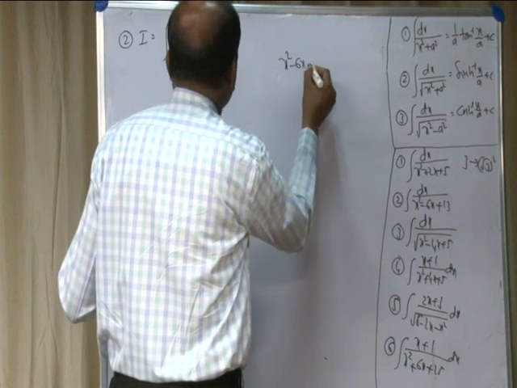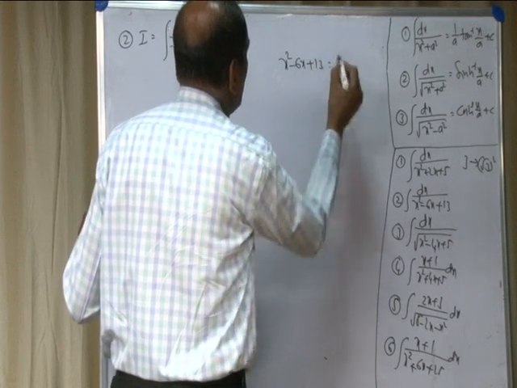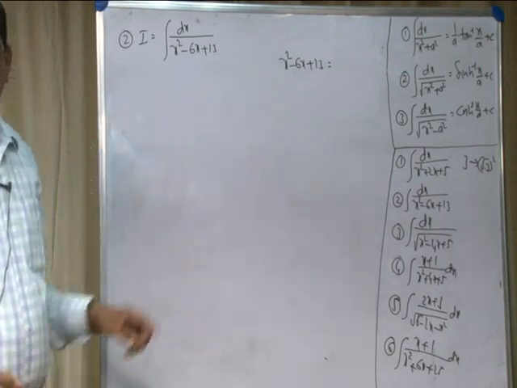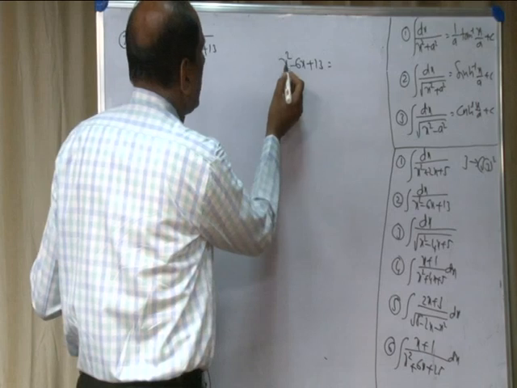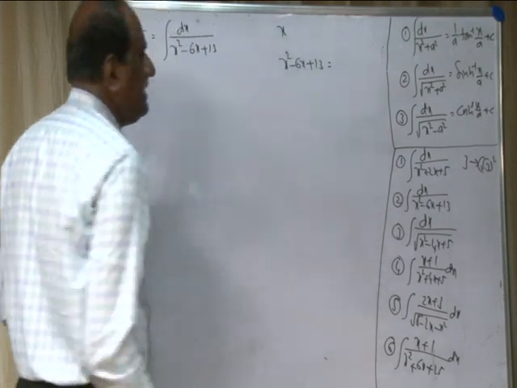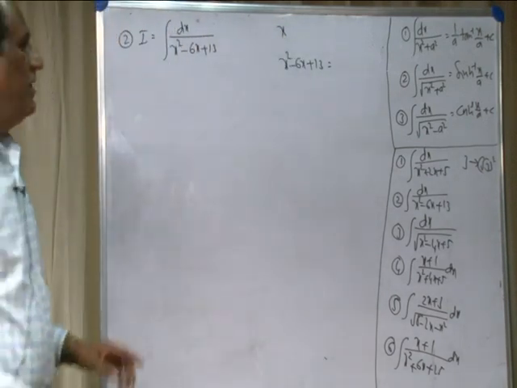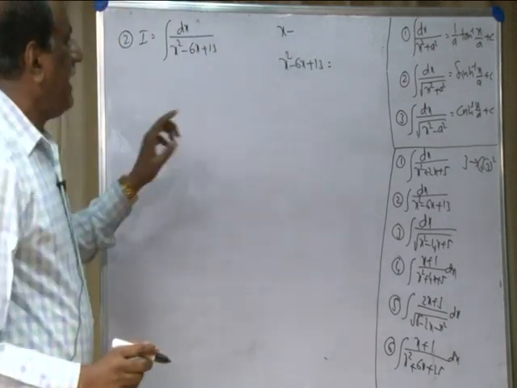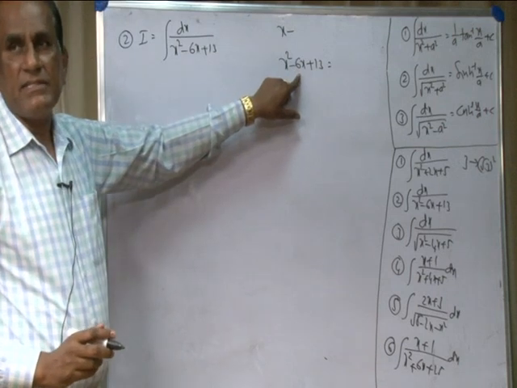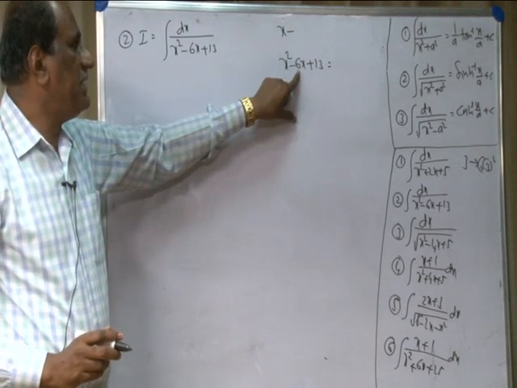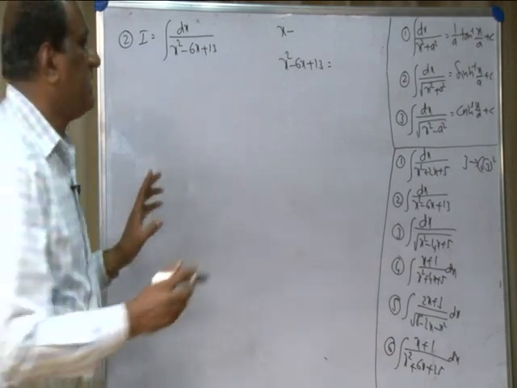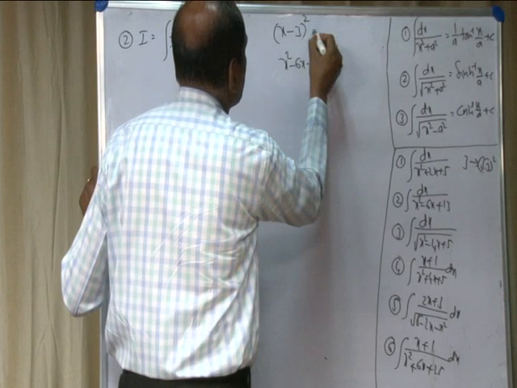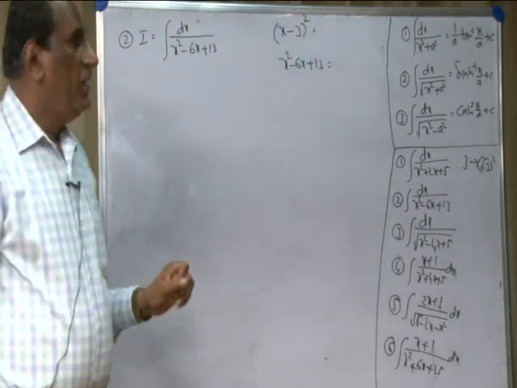x square minus 6x plus 13 is equal to. So to express it as a perfect square, one technique, see here, what is the root of x square? Root of x square is x. There is a minus sign, write the minus sign. Take half the coefficient of x. Half the coefficient of x. Here 6 is there. Half of 6 is 3. That is x minus 3 whole square.